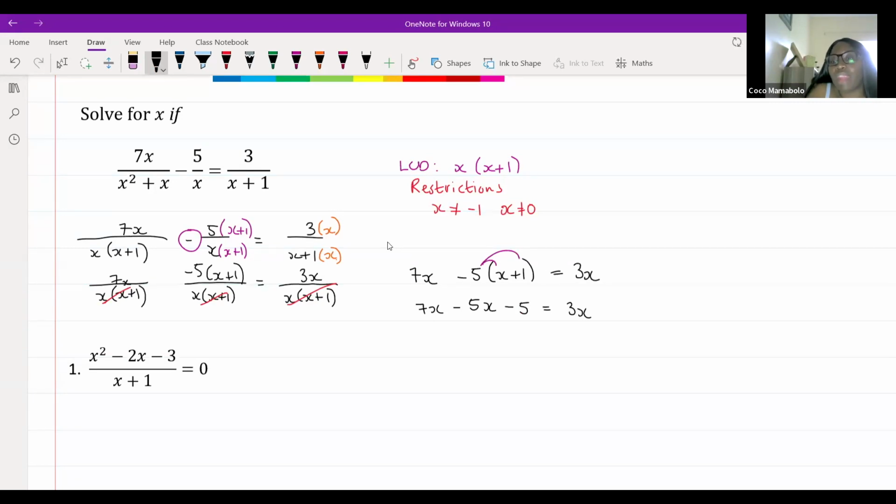And then I'm just going to move everything with an x to one side, anything without an x to the other side. So the -5 must go to the other side to become +5, and 3x must come to the other side and become -3x. Right, so I'm going to get 7x minus 5x minus 3x is equal to +5. 7x minus 5x will give me 2x, minus 3x is -1x, or just -x, and that is equal to 5.